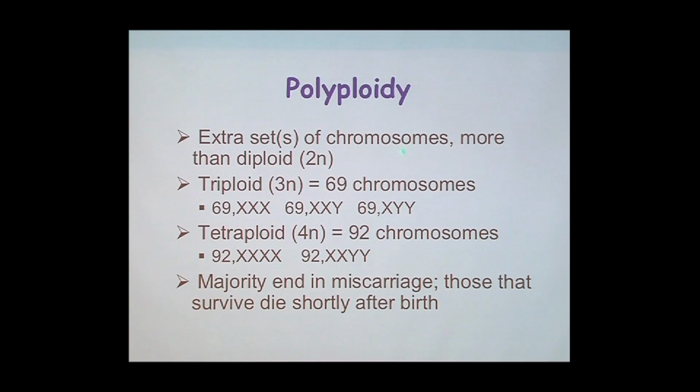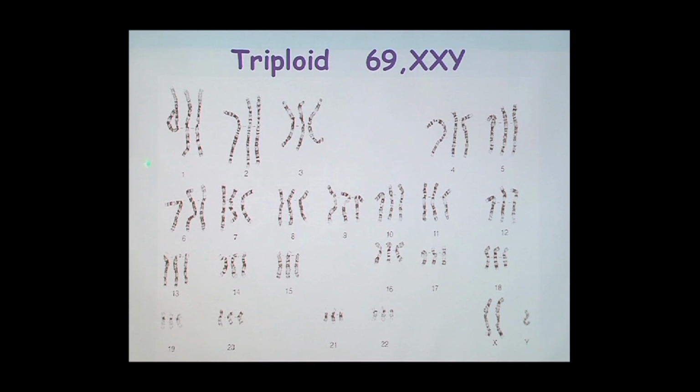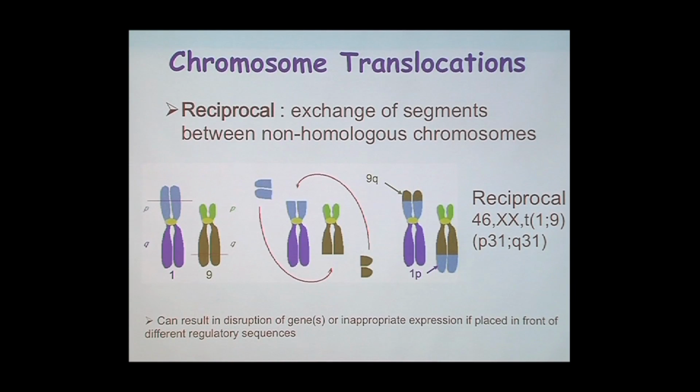You can also have polyploidy. Again, that is a whole extra set of chromosomes. So like here you can see three copies of every chromosome. And as you can imagine, this has very severe consequences. So if a child is born, they don't survive very long at all. It's very, very severe abnormalities.